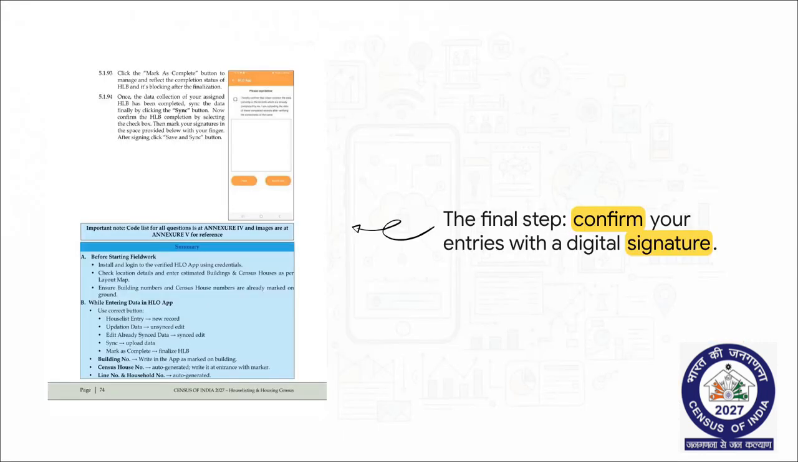Once you are totally confident that every house in your HLB is covered, you'll hit Mark as Complete. That brings you to this confirmation screen. Here, you'll just confirm that the data is correct, provide a quick digital signature, and then hit that final Save and Sync button. And that's it. That HLB is now locked from any more edits.